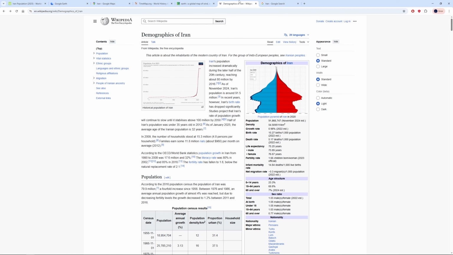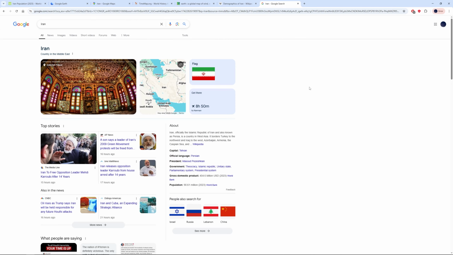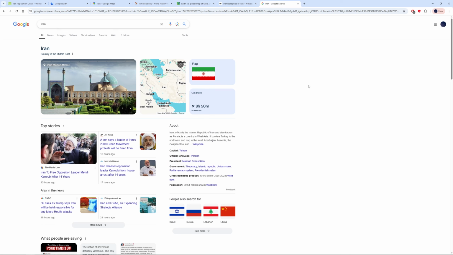Some temperature maps and some demographic charts, I would say, and also you're going to see what happens when you actually Google Iran. What's the first thing that pops up?